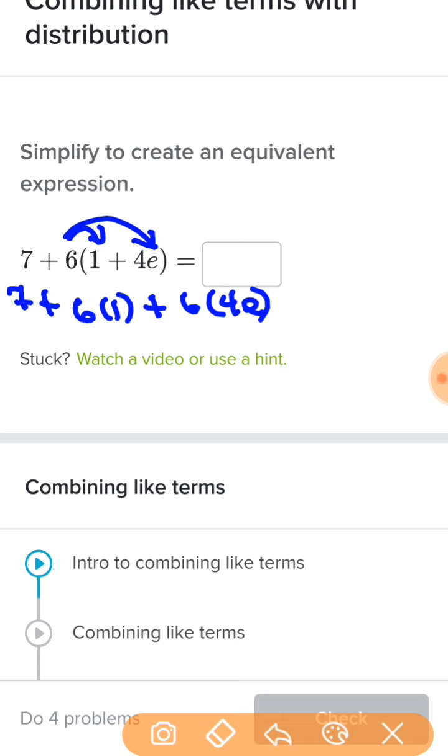So now I'm going to do the math that's in front of me. So I'm supposed to multiply 6 times 1 to give me 6. The 7 plus is going to come down, plus 6 times 4e is going to be 24e. So my next line is 7 plus 6 plus 24e.